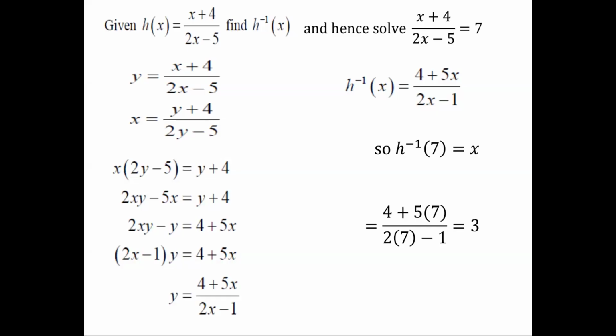What isn't mentioned here about inverses is that for inverses to exist, I must mention this: you must have what we call a surjective function. Let me see if that's right.